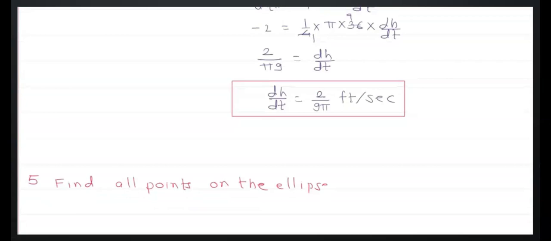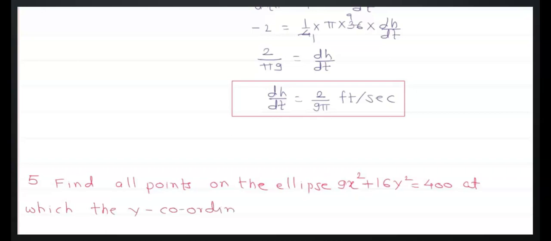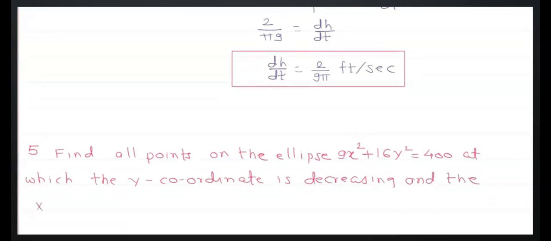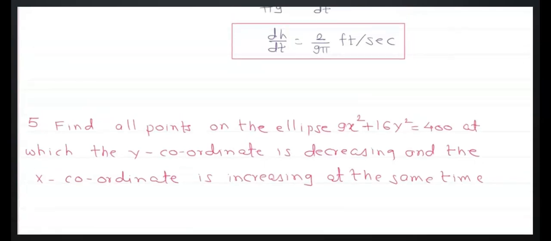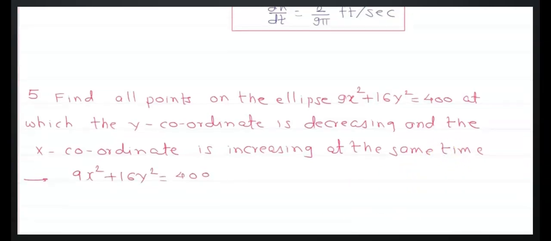Find all the points on the ellipse 9x square plus 16y square is equal to 400, at which the y coordinate is decreasing and the x coordinate is increasing at the same time. Not this time, but it is treated as the rate.